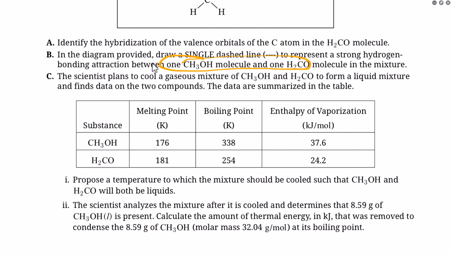Part C here says a scientist plans to cool a gaseous mixture to form a liquid mixture and finds data on two compounds, and the data is summarized in the table. It says propose a temperature in which the mixture should be cooled such that CH3OH and H2CO will both be liquid. So you're given a melting point here. So anything above this is a liquid. Anything below this is a liquid for the boiling point. So really anything that corresponds to being in between both these values. So I'm just going to say 185, but really I think there's a variety of different temperatures that you could give here. Very, very easy point if you're paying very close attention.